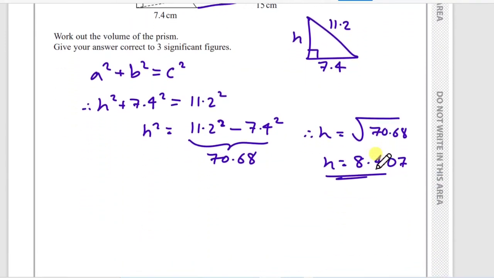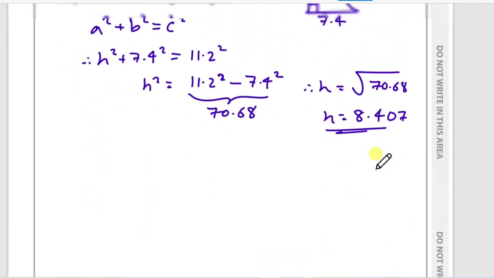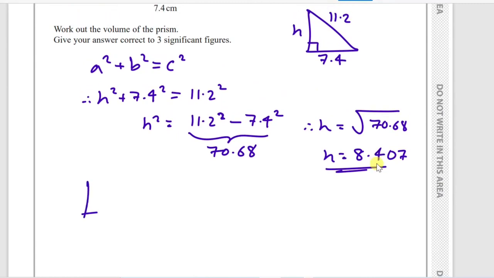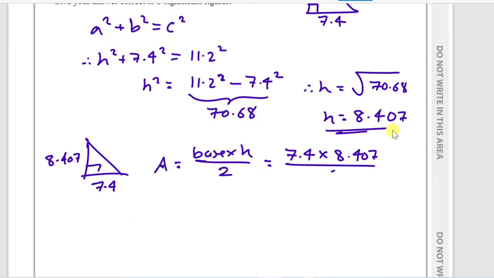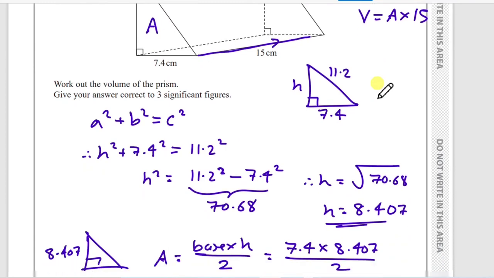Now we can work out the area of the triangle, yeah? And then we're done. So the area of the triangle now, so just redraw that triangle here. Always good to redraw your steps. You've got 8.407 for the height, and the base is 7.4. The area of a triangle is always base times height over 2. So it's just basically 7.4 times your height, which we just found out, all of that over 2. So let's put that in the calculator. Just keep one decimal place, yeah? 31.1.